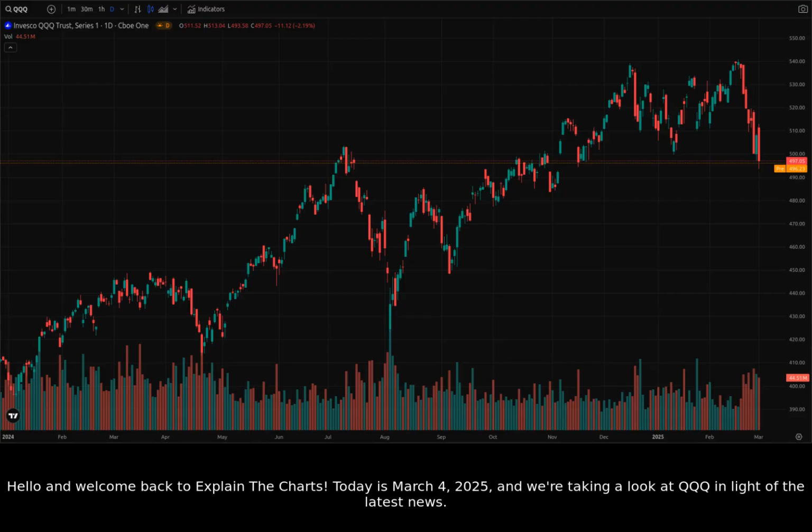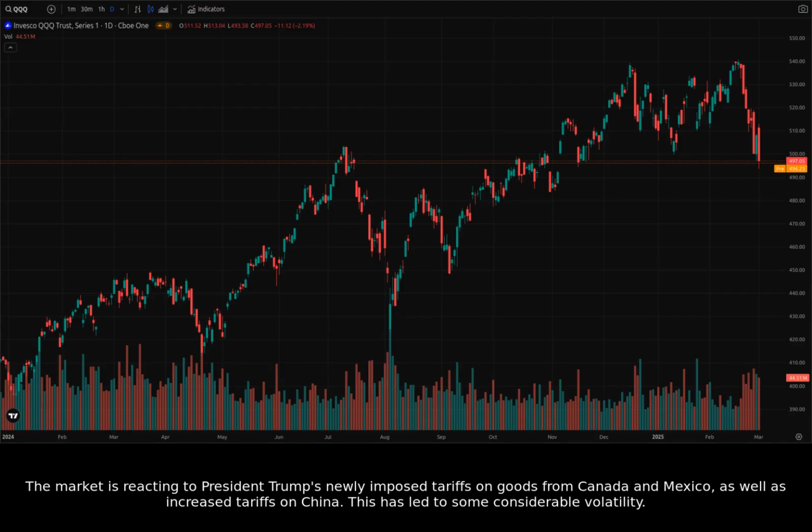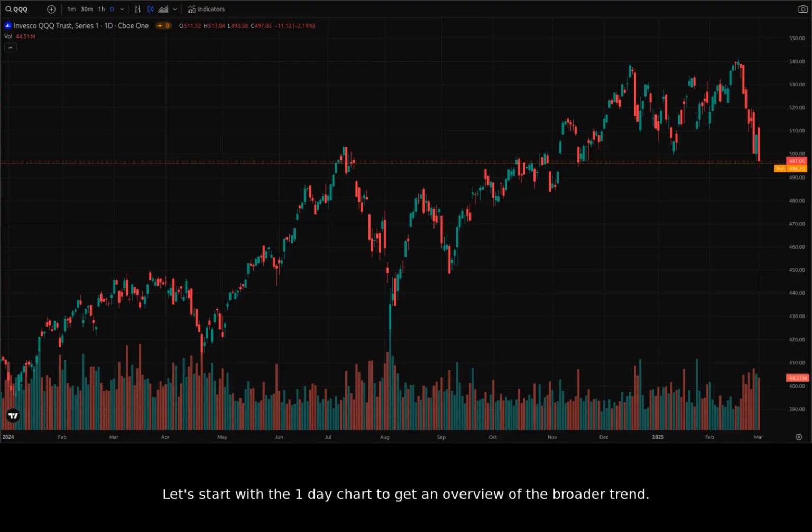Today is March 4th, 2025, and we're taking a look at QQQ in light of the latest news. The market is reacting to President Trump's newly imposed tariffs on goods from Canada and Mexico, as well as increased tariffs on China. This has led to some considerable volatility. Let's start with the one-day chart to get an overview of the broader trend.